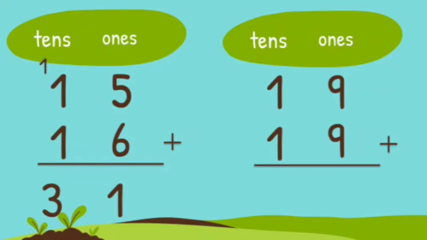The next example is 19 plus 19. So you count the ones first. It is 9 plus 9. Can you count? Yes, it is 18. So you have to write down the ones first. The one is 8 and you keep the tens. It is 1 ten. And you count all of the tens. There are 3 tens. Yes, good job friends. So 19 plus 19 equals 38.